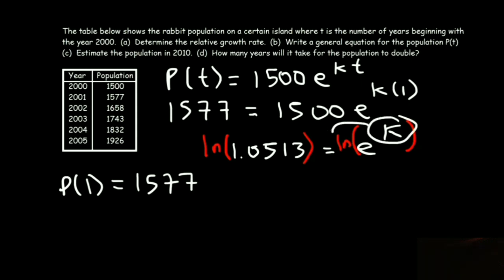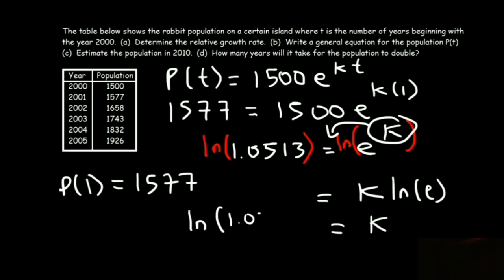A property of logs allows us to move the exponent to the front. So this is equal to k times the natural log of e. The natural log of e is equal to 1, so k is simply equal to ln(1.0513), which is about 0.05. So that's the value of k.